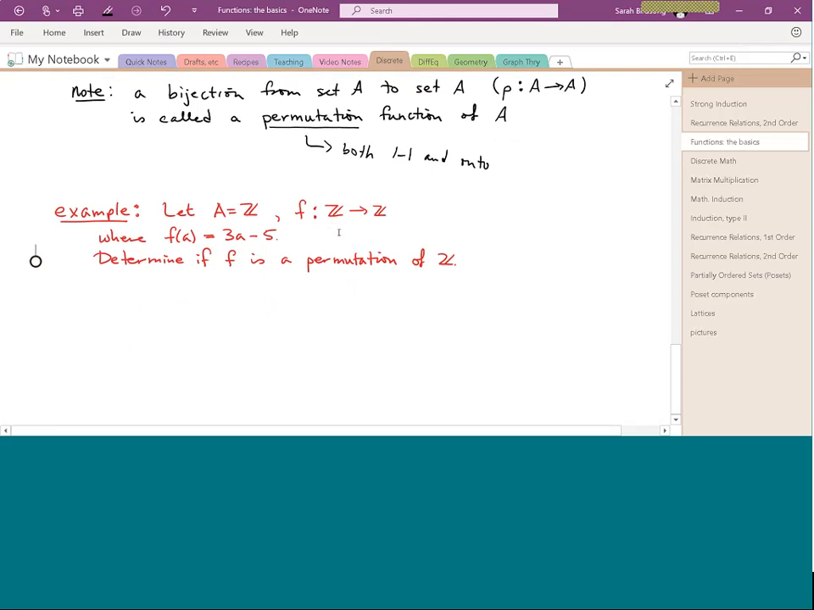So this means the domain of the function is Z, the integers, and the codomain is also Z. I don't know if the actual range is Z, but the range is some subset of all integers. Okay. This function is given by the formula f of a, and I used a here to indicate that we're pulling strictly from the set of integers.